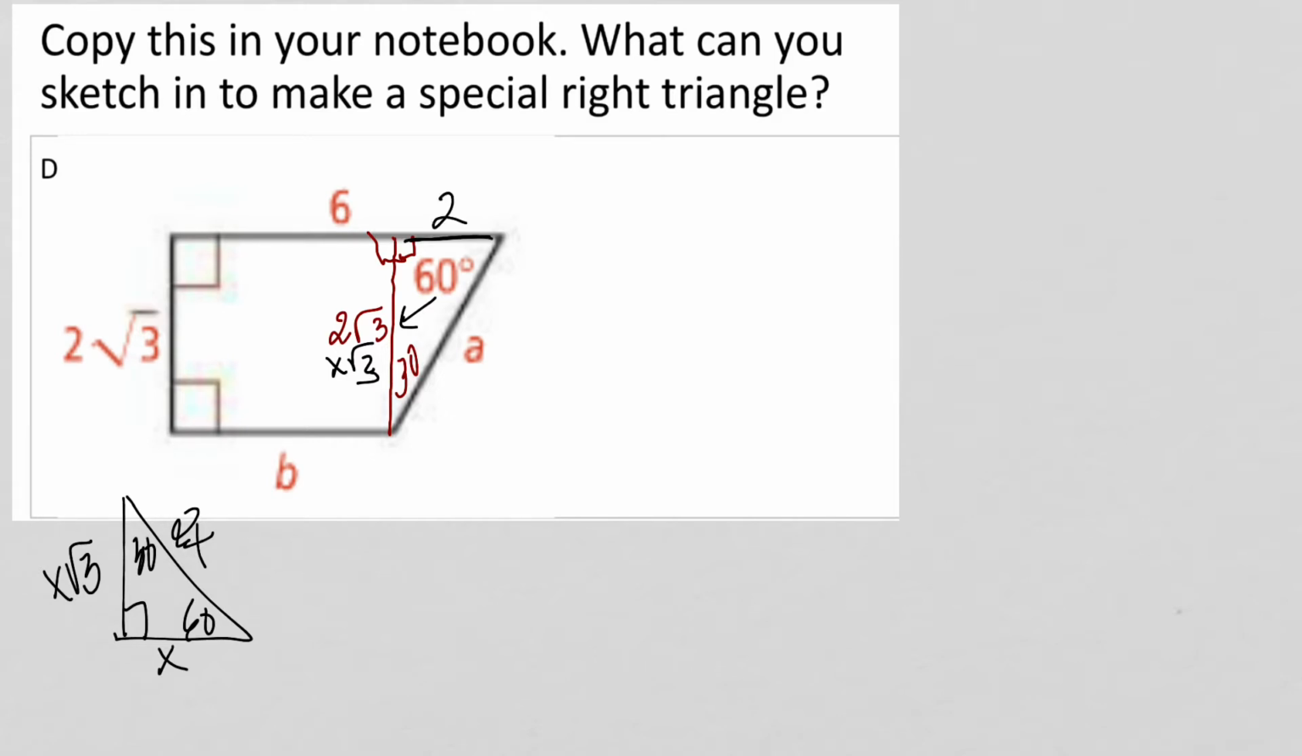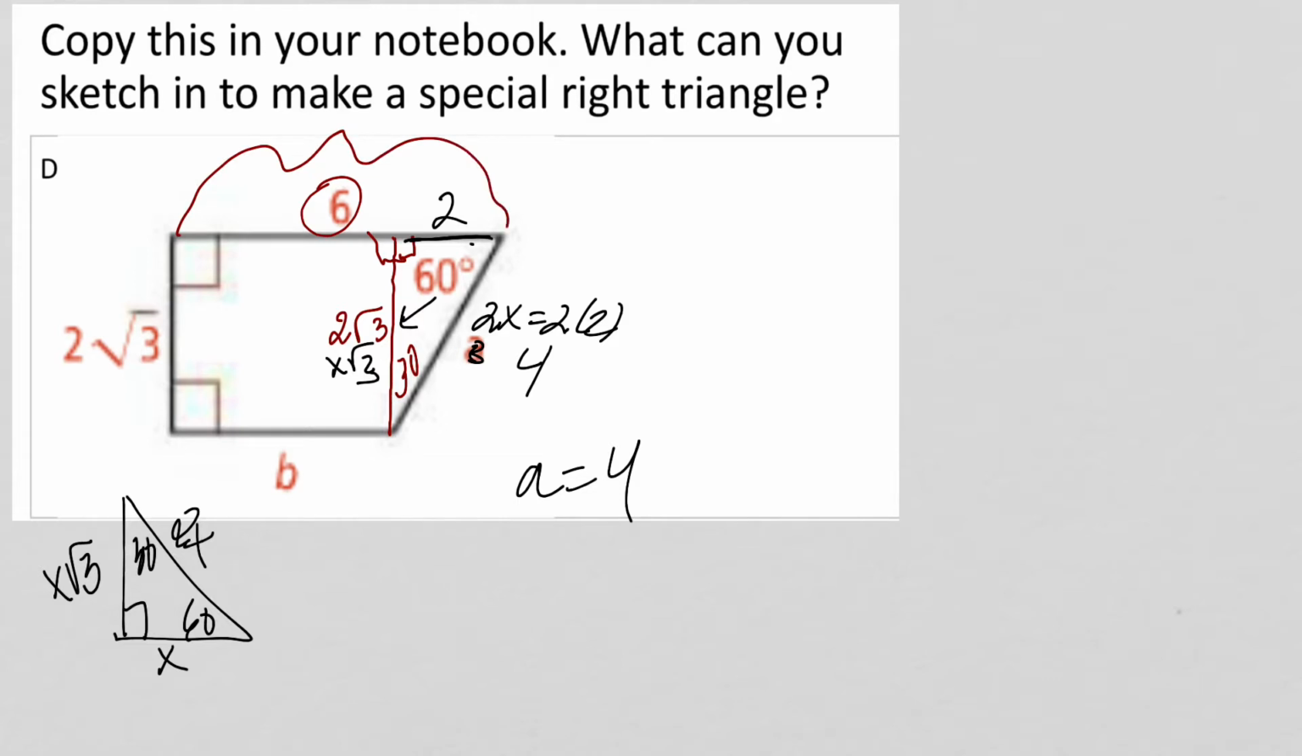That makes the hypotenuse, which is this A side, 2x. So that's 2 times 2, so that gives me 4. So A is 4. Since I have this length of 2 here, and I know that this 6 is the whole side length, I'm going to take 6 and subtract 2 from it to get me the B, which is 4. So B is 4.